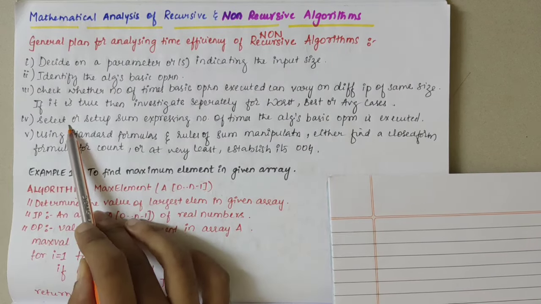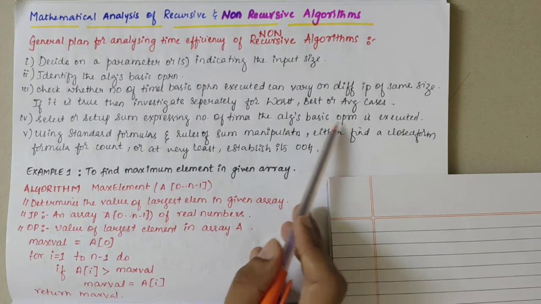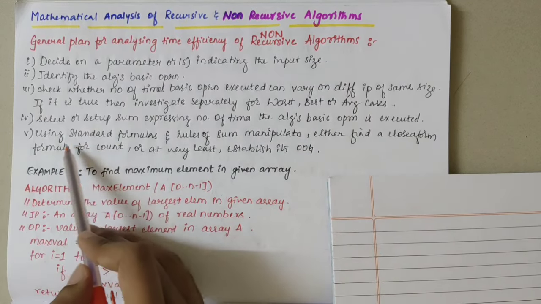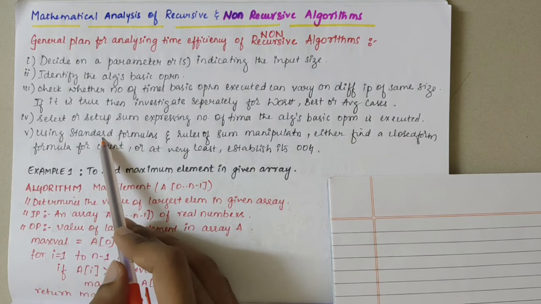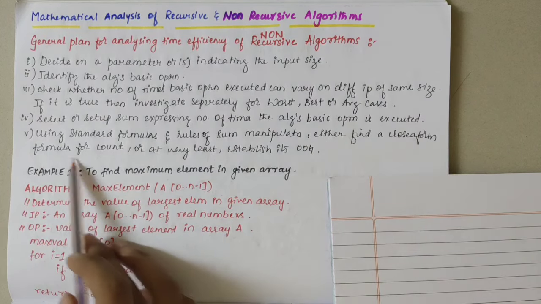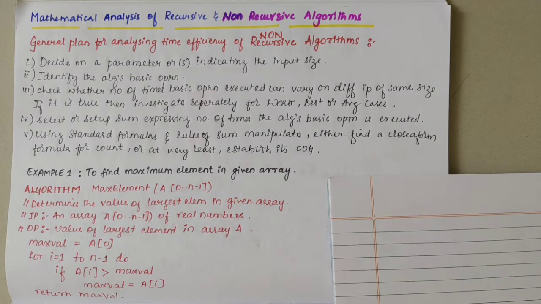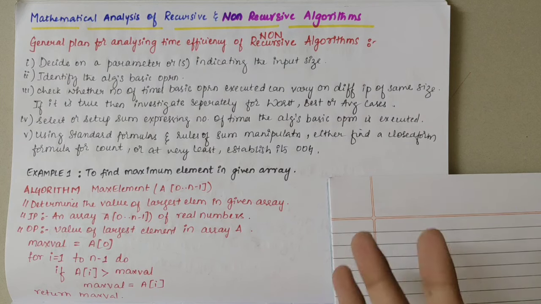The fourth step is to set up a sum expressing the number of times the basic operation is executed. Our fifth step is, using standard formulas and rules of sum manipulation, to either find a closed formula for the count or at the very least establish its order of growth. In order to understand this general plan, we'll be calculating the efficiency of 3 examples.